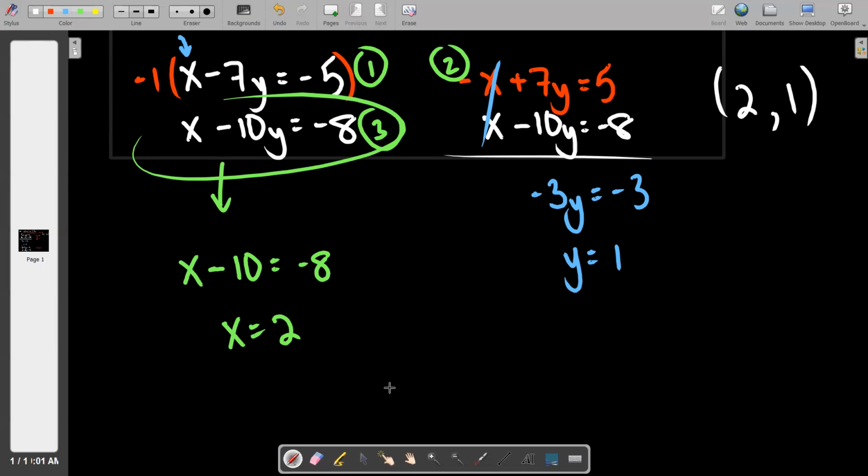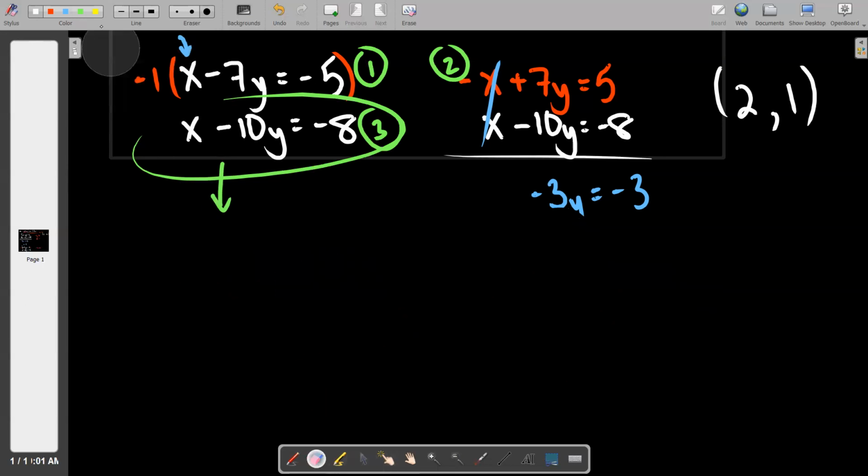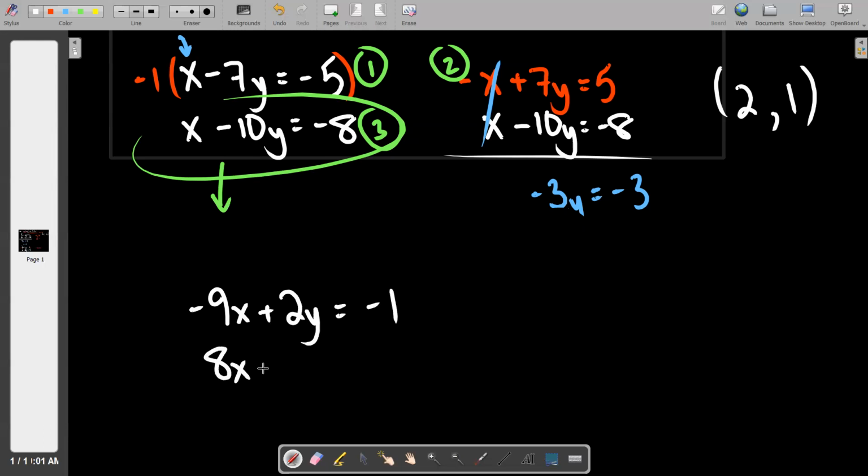All right. Let's scale the difficulty up just a little bit more now. For this one, you probably know where this is headed. We have negative 9x plus 2y equals -1. And our second equation is going to be 8x minus 6y equals 22.